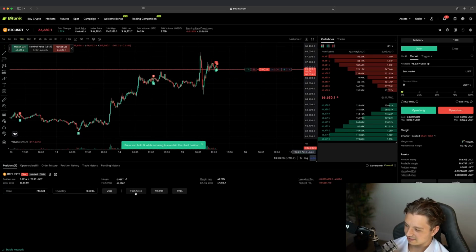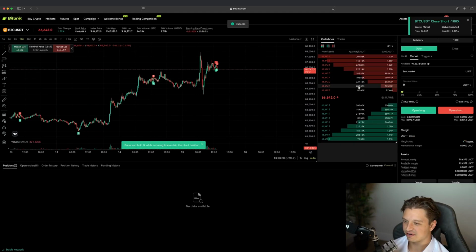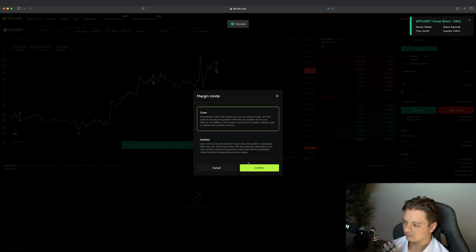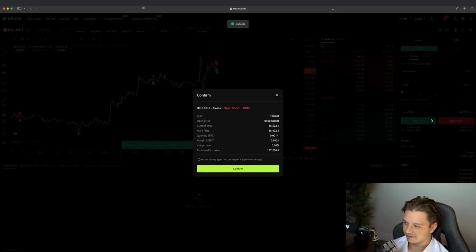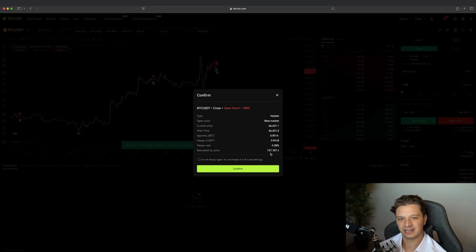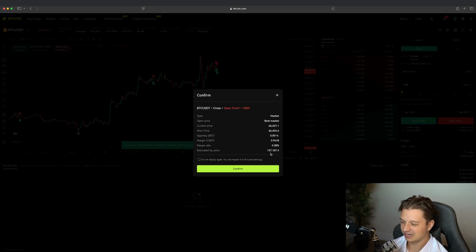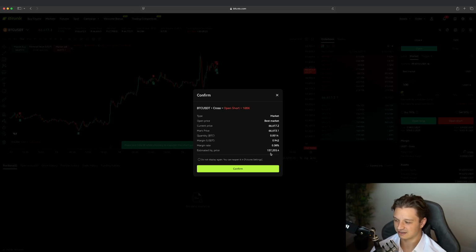Now let's look at the difference if we used cross margin. So if we use cross margin and I put in the exact same amount for a short, you can see our estimated liquidation price is 137,000. That is because it is using the USDT that we put into the trade, as well as all the USDT that's currently in the account as collateral, meaning that we would not get liquidated unless Bitcoin went all the way to 137,000, in which we would have to give up our other margin that's in our account.